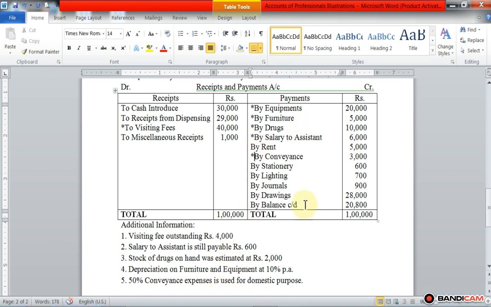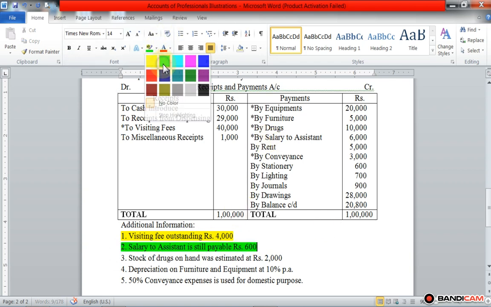Now here we make a star in front of those items for which additional information is provided outside the receipt and payment account. We make a star in front of visiting fees because additional information is provided. We make a star in front of salary to assistant. Here additional information is provided on salary to assistant.